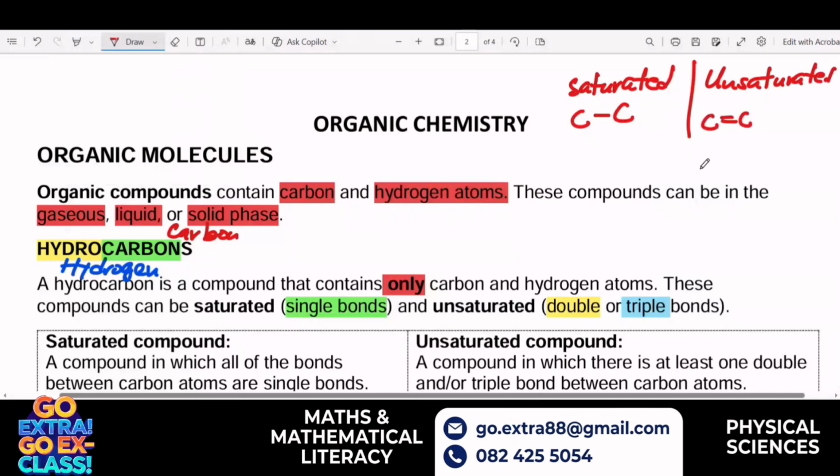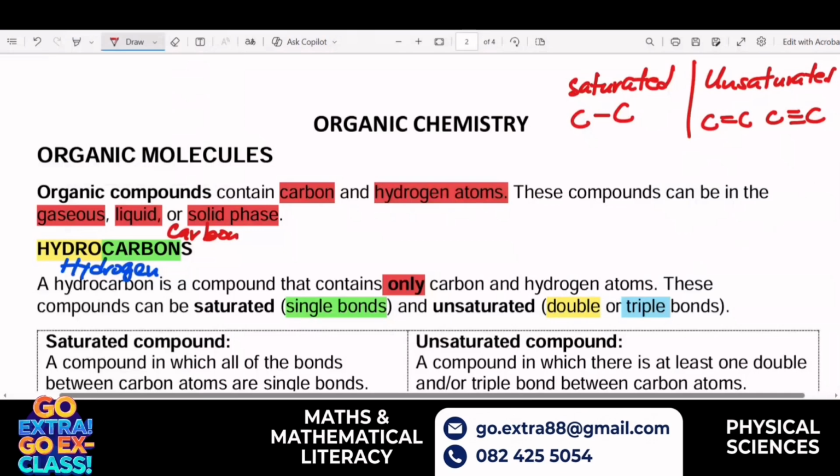If there is at least one double bond, the compound is unsaturated. Or it can be something like this: between carbon and carbon there is a triple bond. With the existence of a triple bond between carbons, we can say those hydrocarbons are unsaturated.